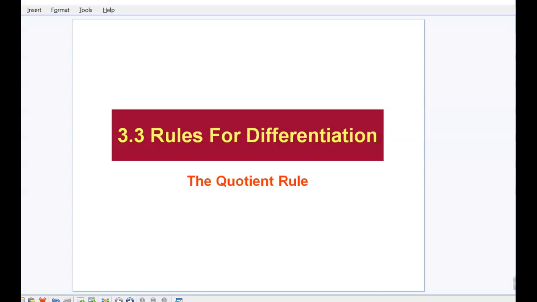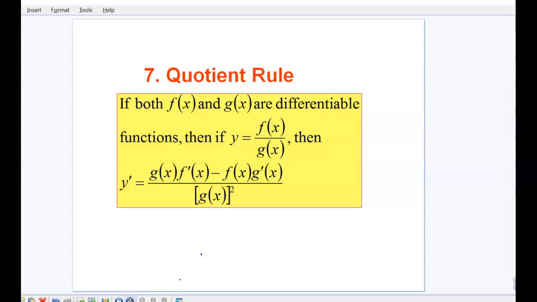The next rule we'll cover in section 3.3 is the quotient rule. Now, if we have both functions f and g which are differentiable, and y is the quotient of f and g, then the derivative is as follows. It's the denominator times the derivative of the numerator minus the numerator times the derivative of the denominator all over the denominator squared.